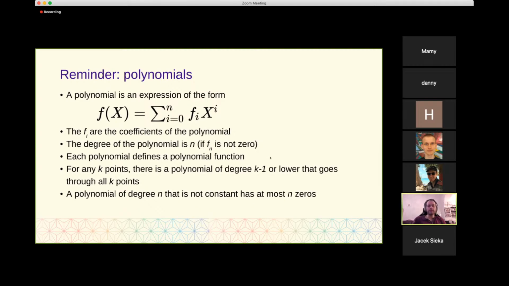And then just some facts from basic math. For any k points, so if you're given k pairs of values x and y, where all the x are different, then we can always find a polynomial of degree k minus 1 or lower that goes through all these k points. And any polynomial of degree n that is not constant has at most n zeros. Okay, these are some basics about polynomials.